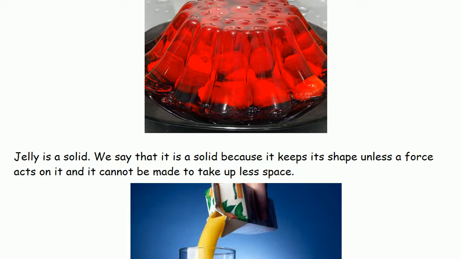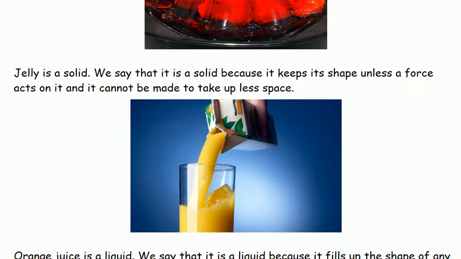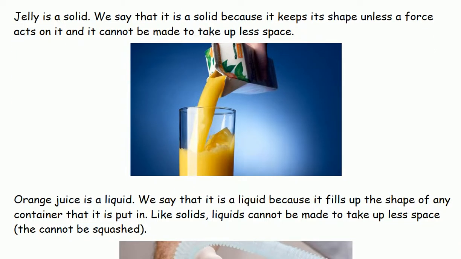Jelly is a solid. We say that it is a solid because it keeps its shape unless a force acts on it, and it cannot be made to take up less space. Orange juice is a liquid. We say that it is a liquid because it fills up the shape of any container that it is put in. Like solids, liquids cannot be made to take up less space. They cannot be squashed.